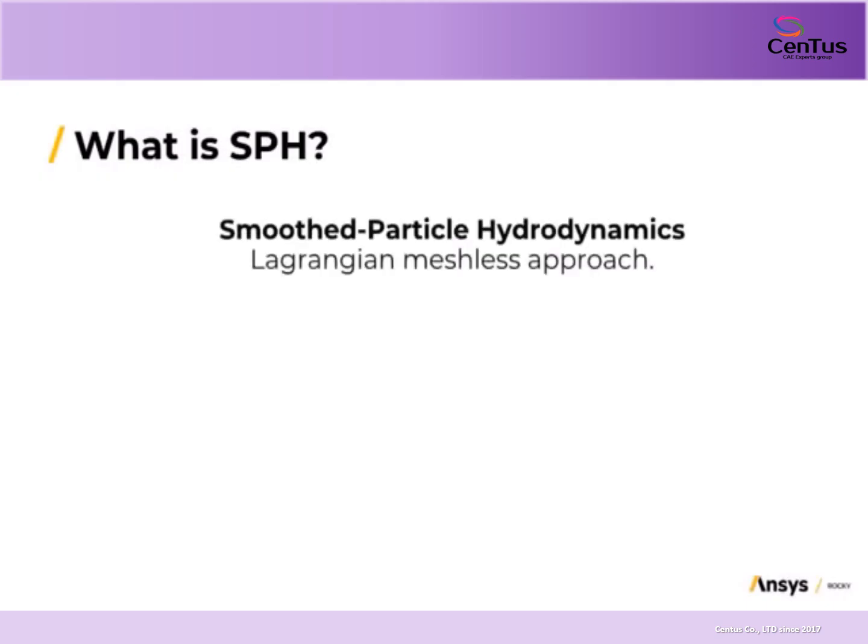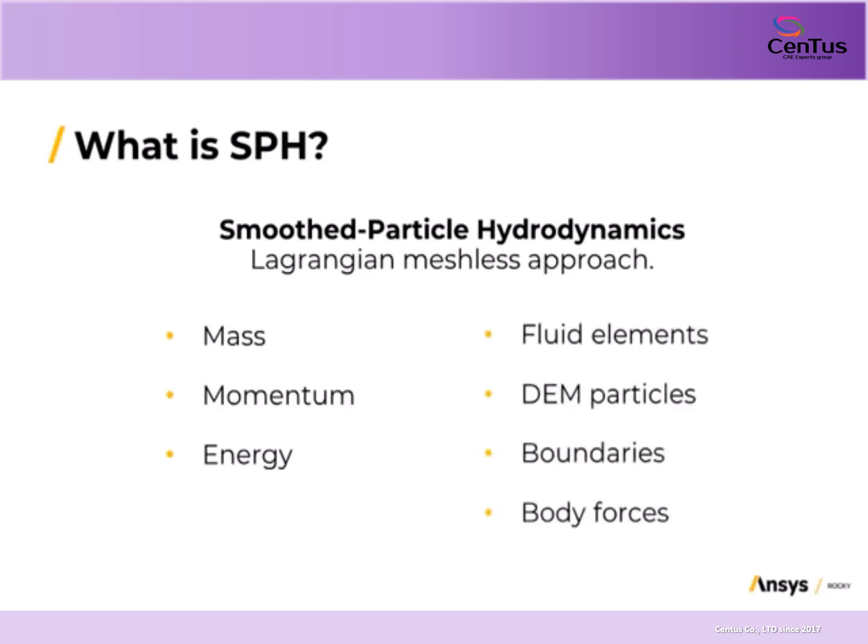The Smooth Particle Hydrodynamics, or SPH, is a Lagrangian method that captures the flow dynamics by discretizing the fluid into a set of fluid elements. Each SPH element has an associated mass, momentum, and energy. And these fluid elements move due to the interaction of other fluid elements, particles, boundaries, and body forces.